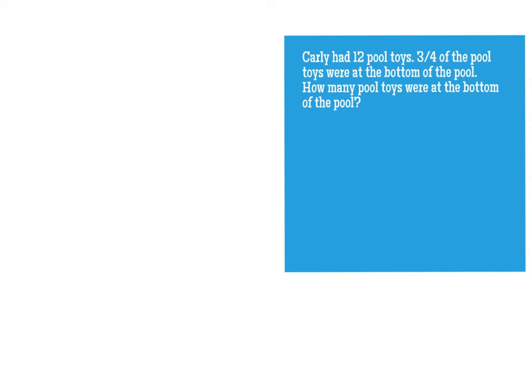Here's the exact same problem, except this time I'm going to show you the math behind it. Carly had 12 pool toys. 3/4 of the pool toys were at the bottom of the pool. So we're still doing 3/4 times 12.